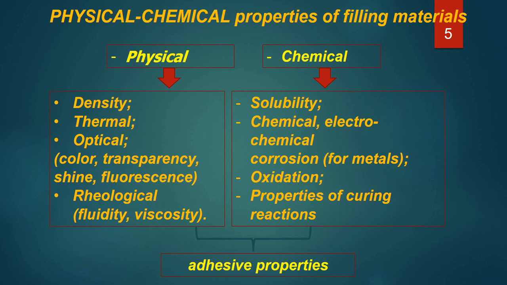Physical and chemical properties of filling materials. Physical: density, thermal, optical. Optical: color, transparency, shine, fluorescence. Physiological and chemical: solubility, chemical and electrochemical corrosion for metals, oxidation, properties of curing reactions, and adhesive properties.